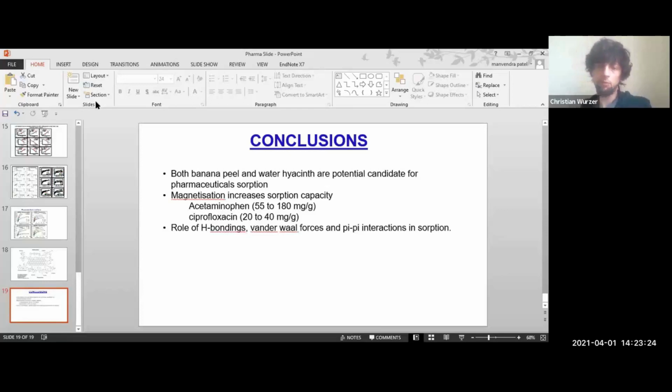You got another question from Paul Anderson. Do you expect other types of source biomass to give similar results? And which ones would you expect and why?